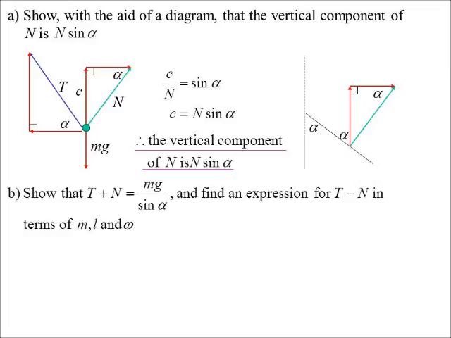Part B, a bit more fun. We're going to show that T plus N is mg on sine alpha. And then we're going to find an expression for T minus N, and we want it all in terms of the mass, the length of the string, and the angular velocity.